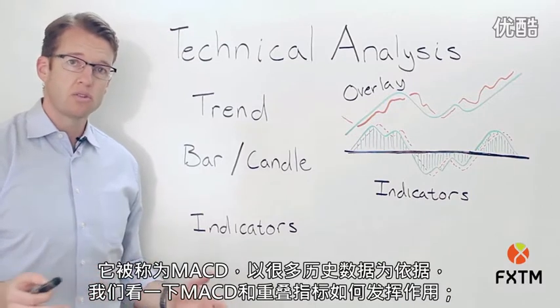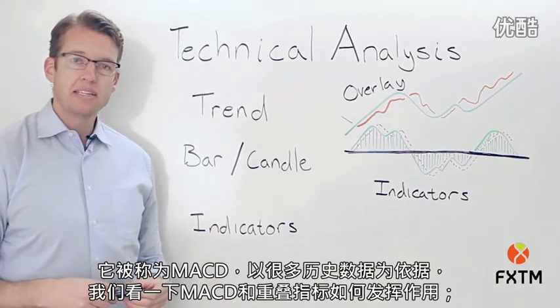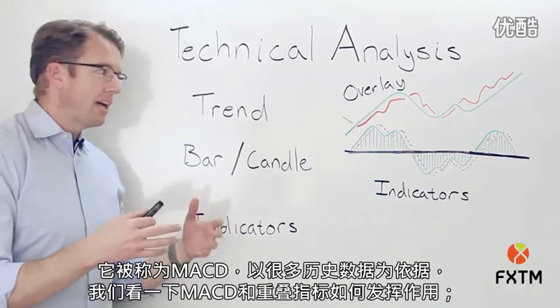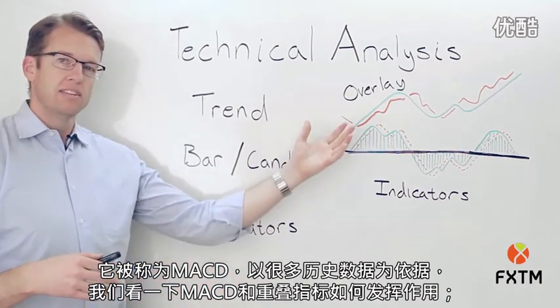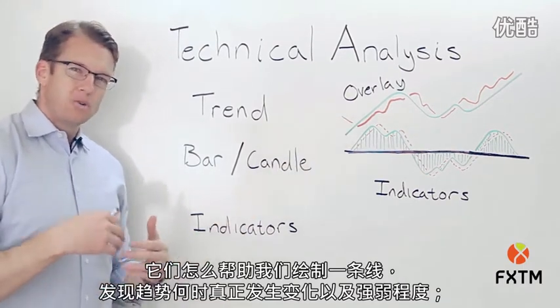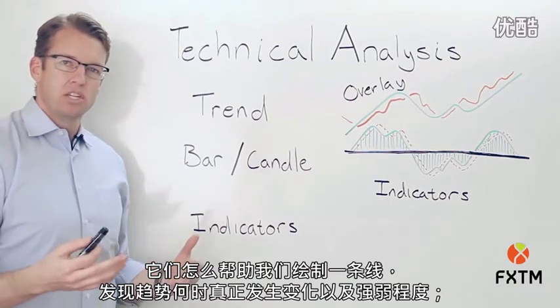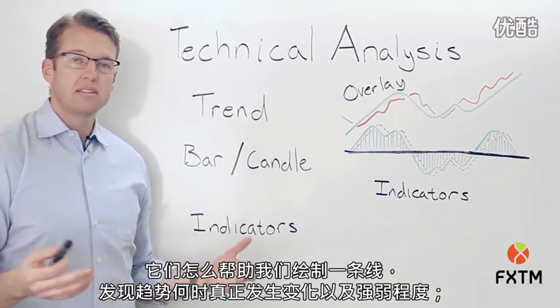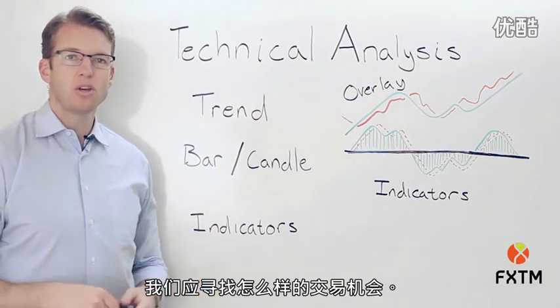We've got a lot of great historical work based on it, called the MACD, and an example as to how the MACD and overlays can help us to draw a line as to when the trend is really changing and how strong or weak it is. What kinds of trading opportunities should we be looking for?